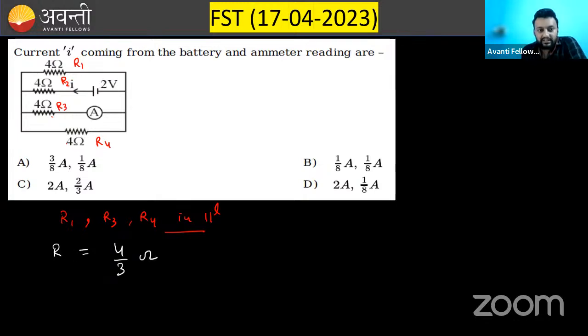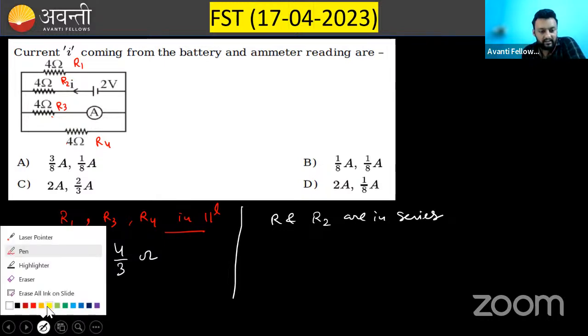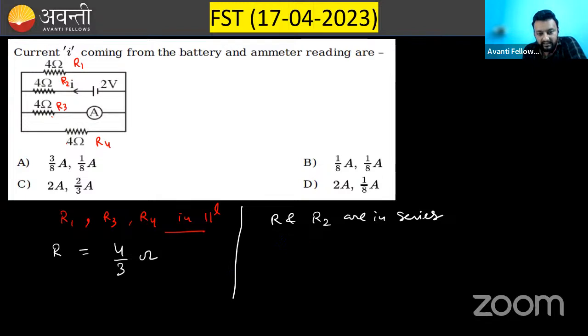This R is in series with the R2. So next step I will write R and R2 are in series. I hope that you can identify this situation, why they are in parallel, why they are in series. If they are in series, so R equivalent will be 4 by 3 plus 4, that is 16 by 3 ohm.